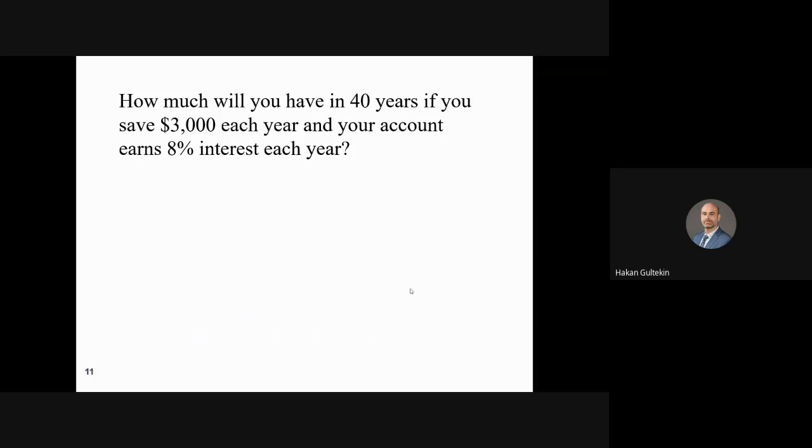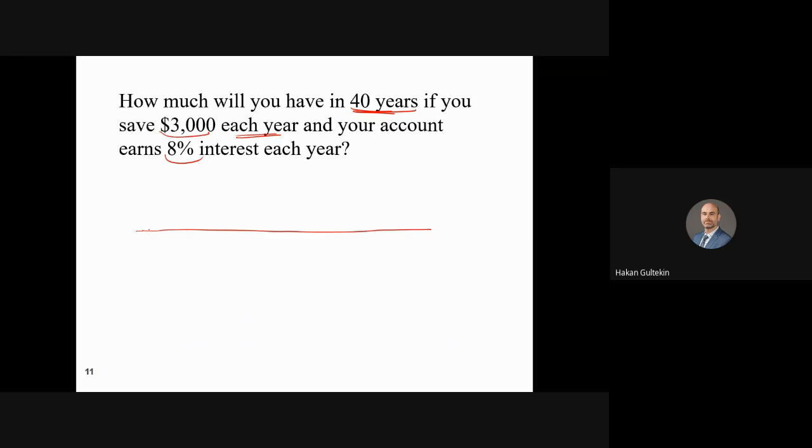Okay, let's solve some example problems. It says, how much will you have in 40 years if you save 3,000 each year and your account earns 8% interest each year? Okay, so it says 40 years. The first thing when you get such a question is to sketch the cash flow diagram. When you correctly represent the question in a cash flow diagram, then it's very easy to solve it.